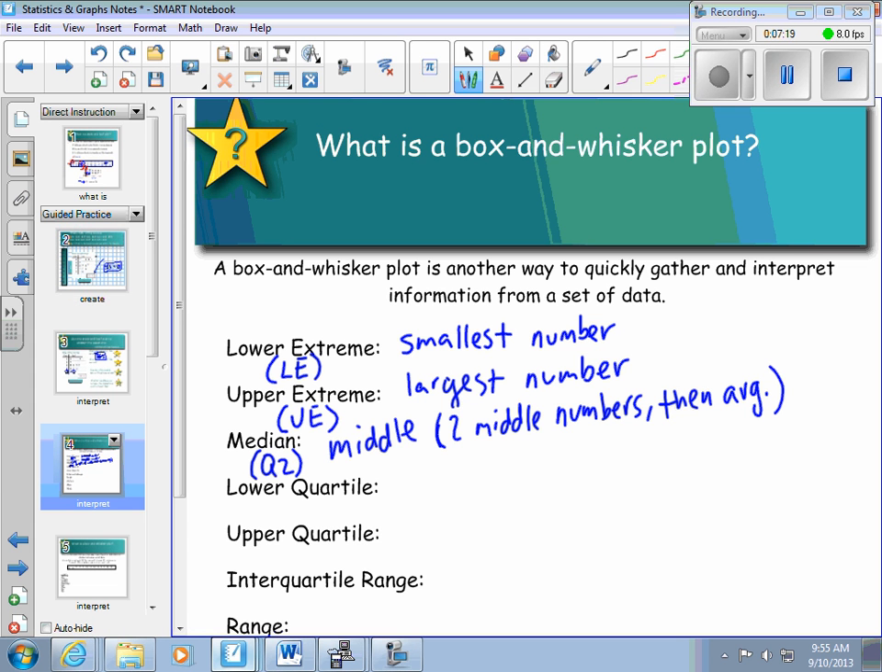Then you find the average. So it's the middle number, or if there's 2 middle numbers, then you average those 2.